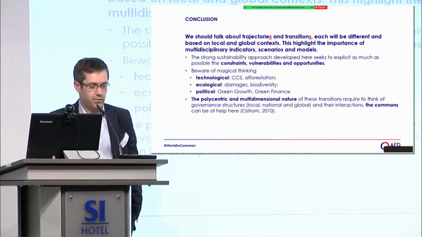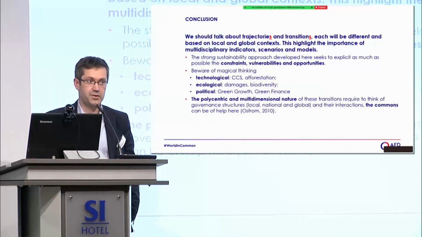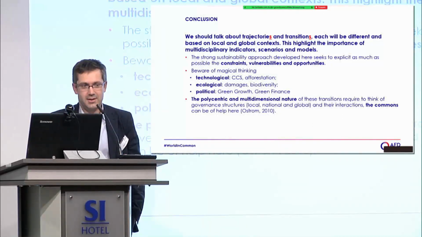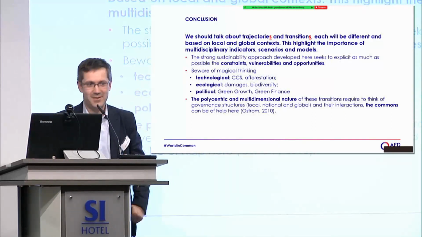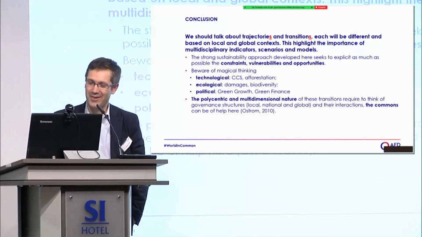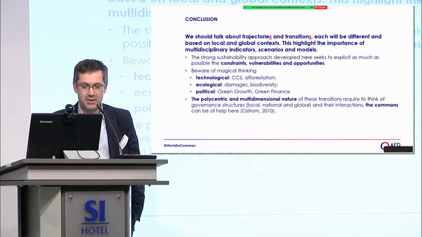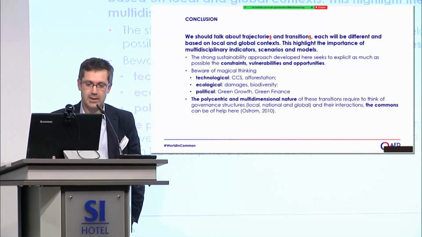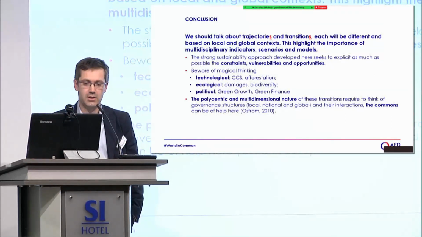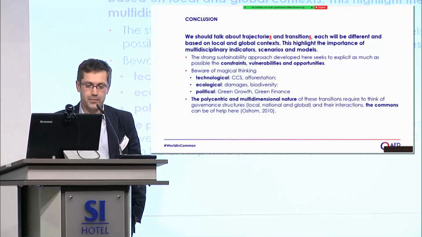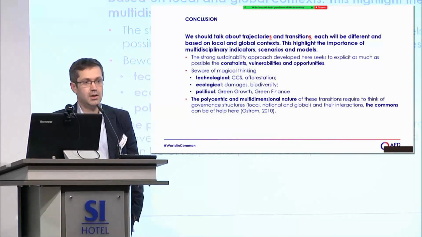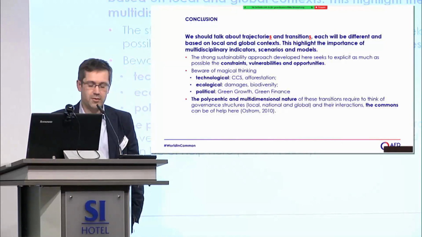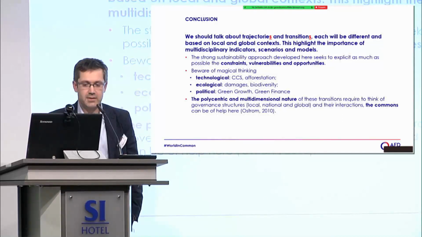So if I try to conclude, first, I think it's really important that we talk about trajectories and transitions. It's not one socio-ecological transition. Each will be different and based on local and global contexts. It is really important to have multidisciplinary indicators, scenarios, and models. And I think it's really important to be able to couple different types of models, including techno-economic or agricultural models with macro models. The strong sustainability approach here seeks to make explicit as much as possible constraints, vulnerabilities, and opportunities.